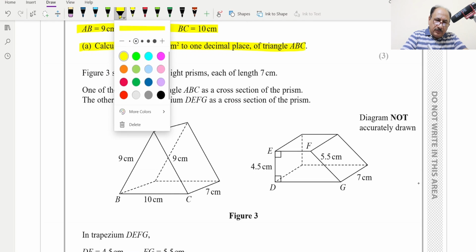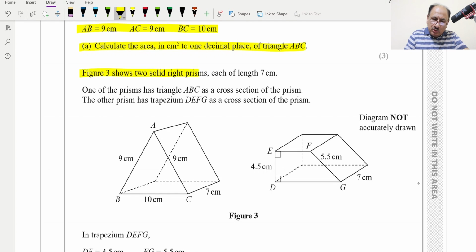Now we can go through part B, and part B says the Figure 3 shows two solid right prisms, each of length 7 centimeter. This is 7 centimeter, and this is also 7 centimeter. One of the prisms has triangle ABC as its cross section. This is basically the cross section of the prism, so we will be considering this area ABC.